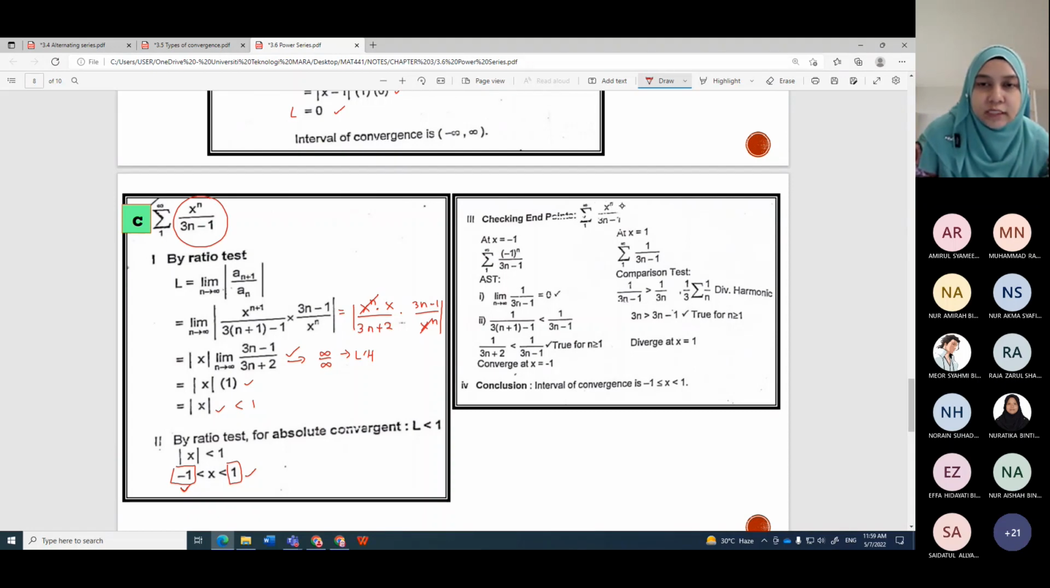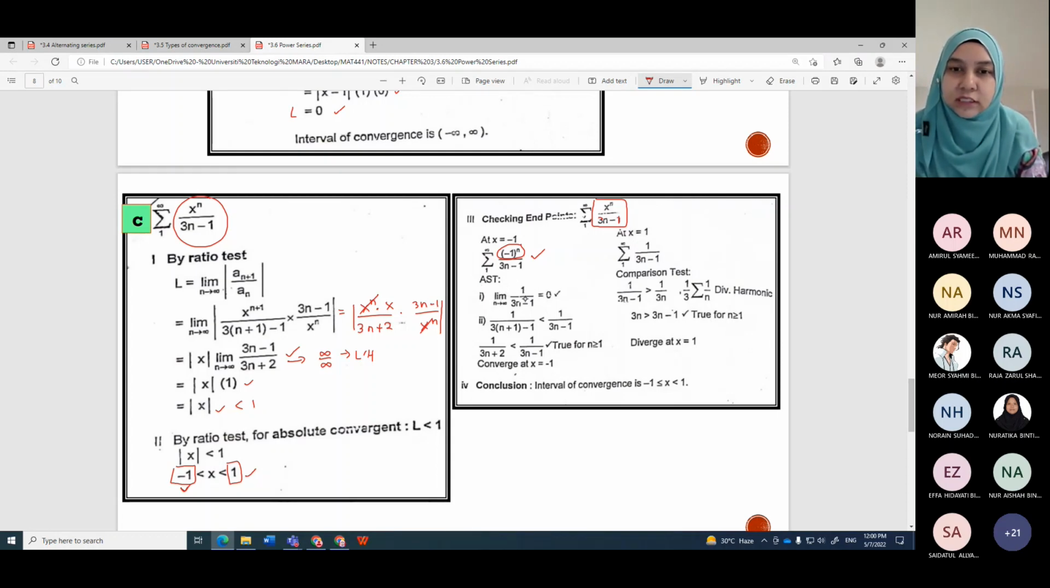Dalam series yang diberilah an. Kita masukkan dalam ni. Okay, substitute x equal to negative 1. Kita akan dapat series yang baru, negative 1 to the power of n over 3n minus 1. Okay, this is the alternating series. Sebab dia melibatkan negative 1 to the power of n. So, kita test lah alternating series. The convergence for alternating series.